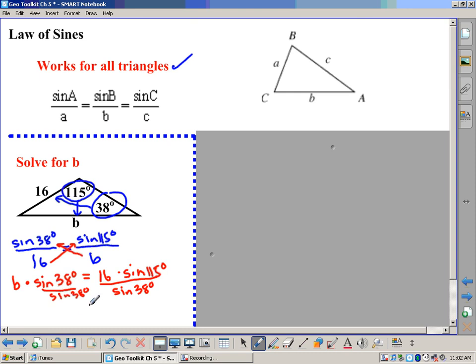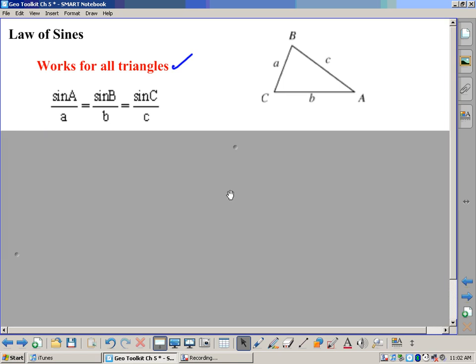And by doing that, now you can grab your calculator and do the following calculation. B equals 16 times sine of 115 degrees, and then divide by sine of 38 degrees. And once you've done that, you will get the answer, and it should be approximately 23.55. So once again, what's great about this law of sines is that it doesn't need to be a right triangle in order to figure out the answers. We can also use this to actually figure out what the angle is.